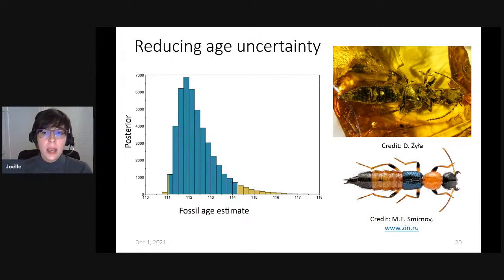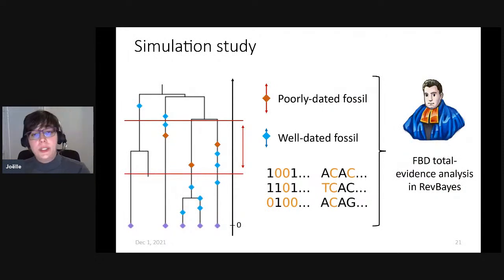And one example is the Baltic amber deposit that contains a lot of insect fossils. You see here a beetle fossil in amber and an extant representative of the same clade below. And this Baltic amber deposit is only dated to between 30 and 50 million years old, which is a pretty large range. So we again did a simulation study to figure out if we could use FBD analysis to reduce the uncertainty on poorly dated fossils compared to what is recorded.